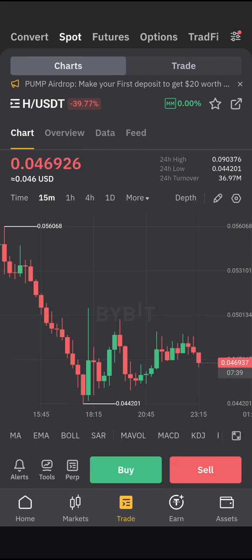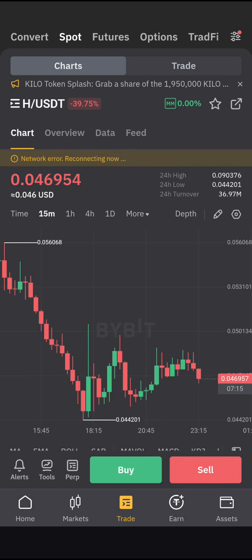So we're going to click on this H. Now here we are on H. The H is actually not doing well currently, and it has bounced to a very low value of 0.044. Looking at the top right hand side here, the 24 hours high was 0.09, the 24 hours low was 0.044201, which was this one, and the 24 hours turnover was over 36 million.